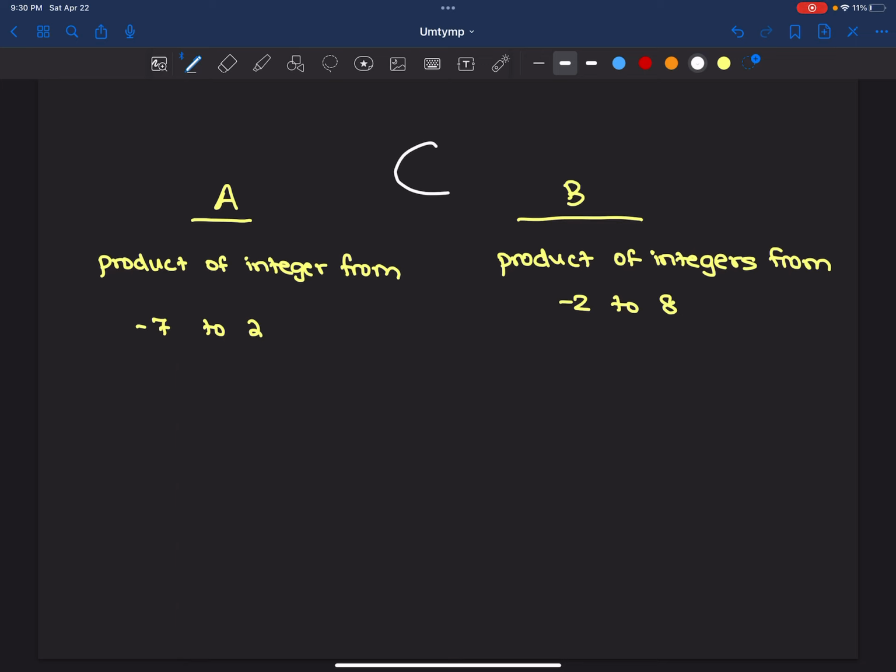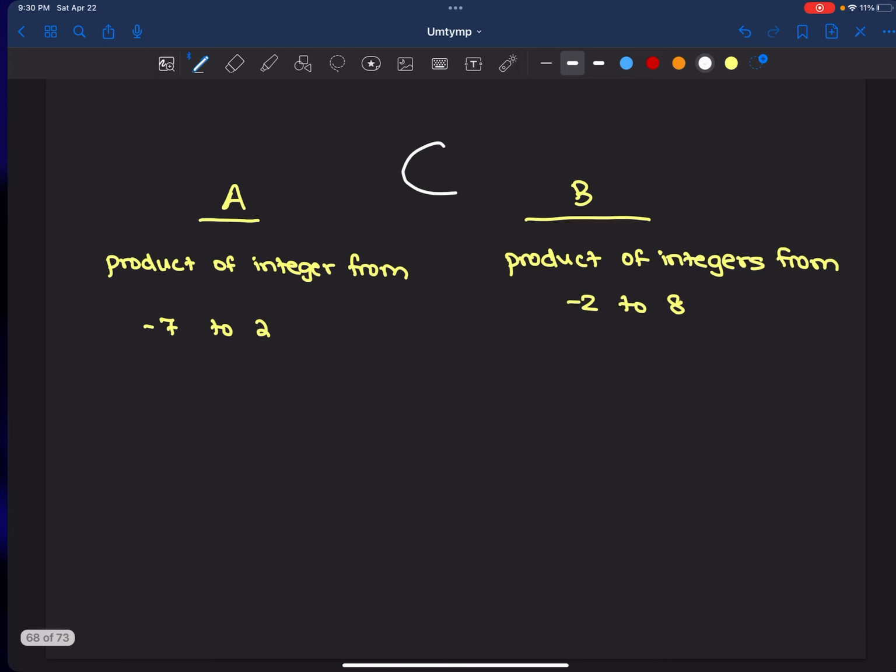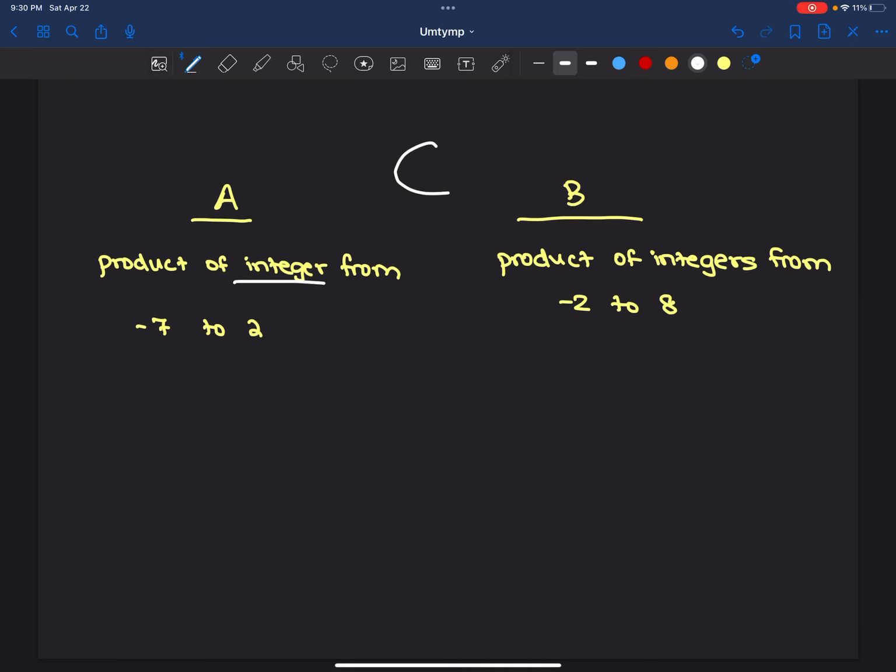If you didn't figure it out, you're still smart. But here's the thing. Do you know what an integer is? So, -7, -6, -5, -4, -3, -2, -1, 0, 1, 2. I can't list them all out, but okay, let's just do it. 3, 4, 5, 6, 7, 8. Now, can you spot the odd one out?